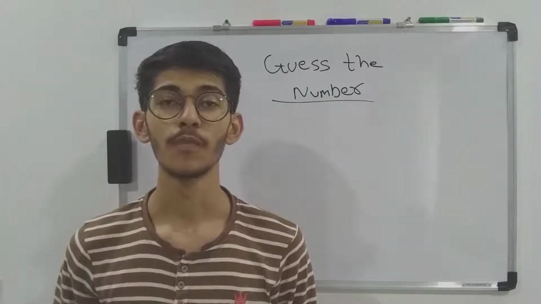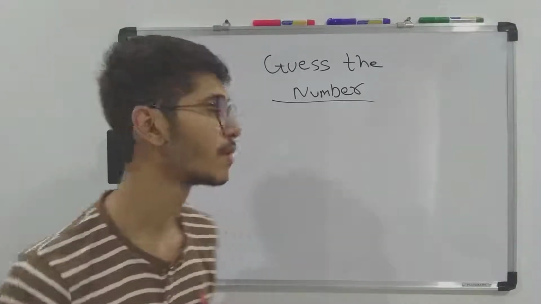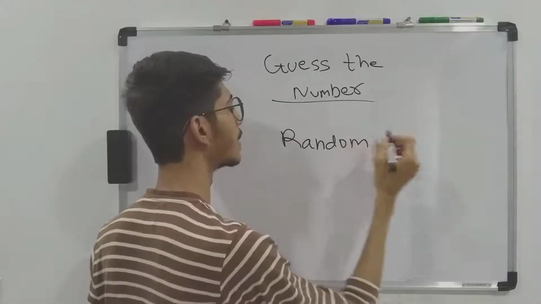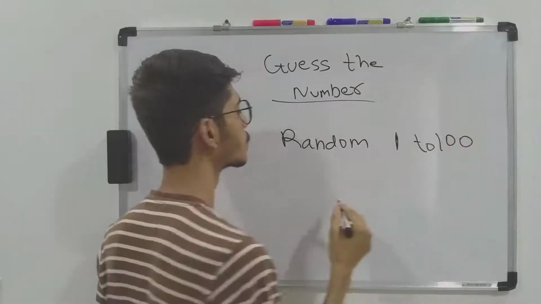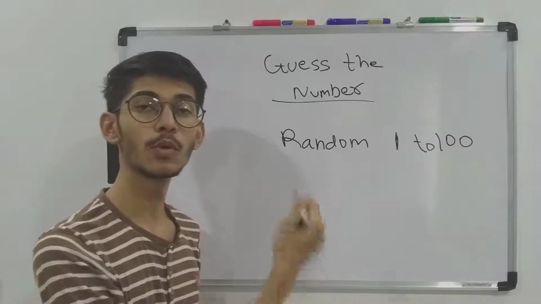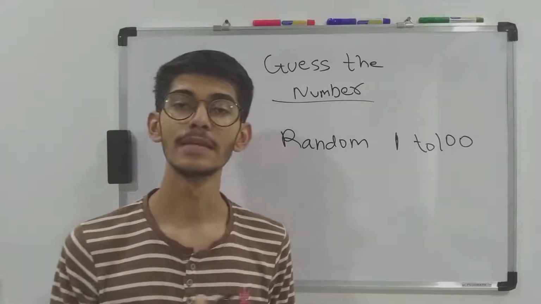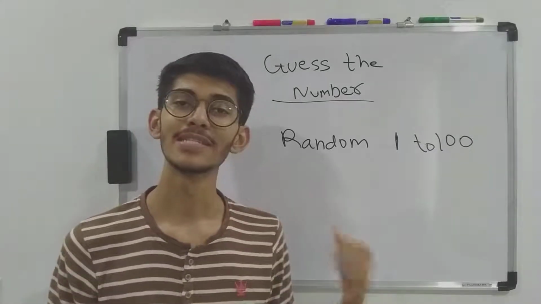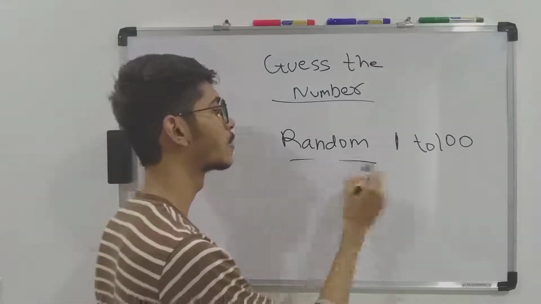Okay guys, so for this guess the number game, what we will first need is to generate a random number between 1 to 100, and we will need to store this random number into a variable, and we will need this to be a global variable, and we will then afterwards check this number with the number that the user has entered. So first we will need to create this.